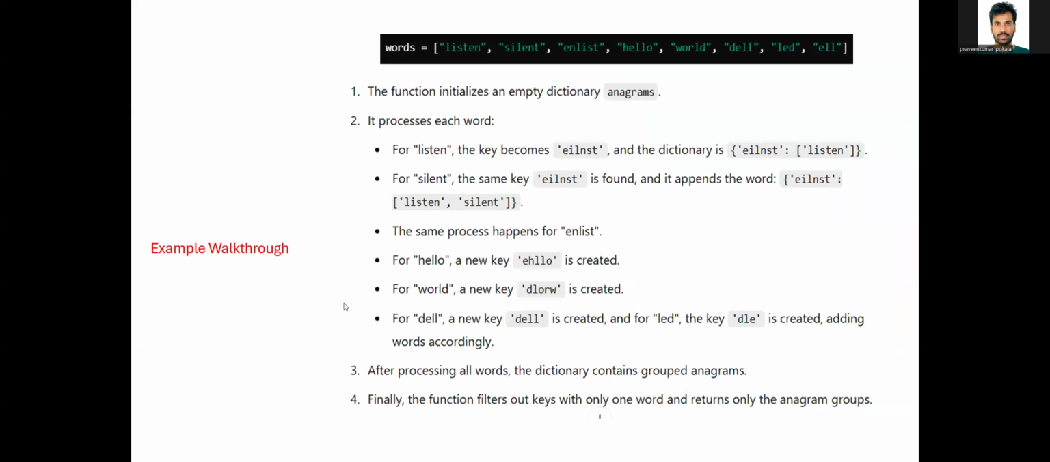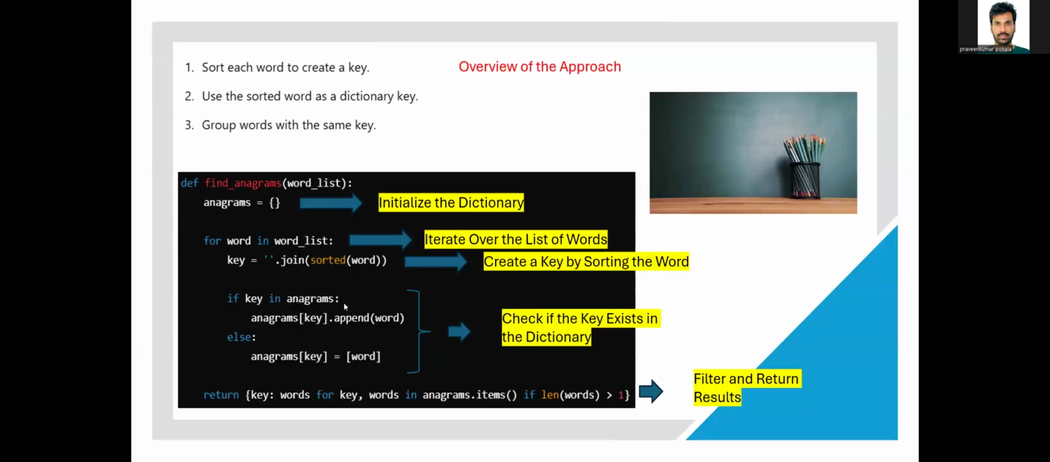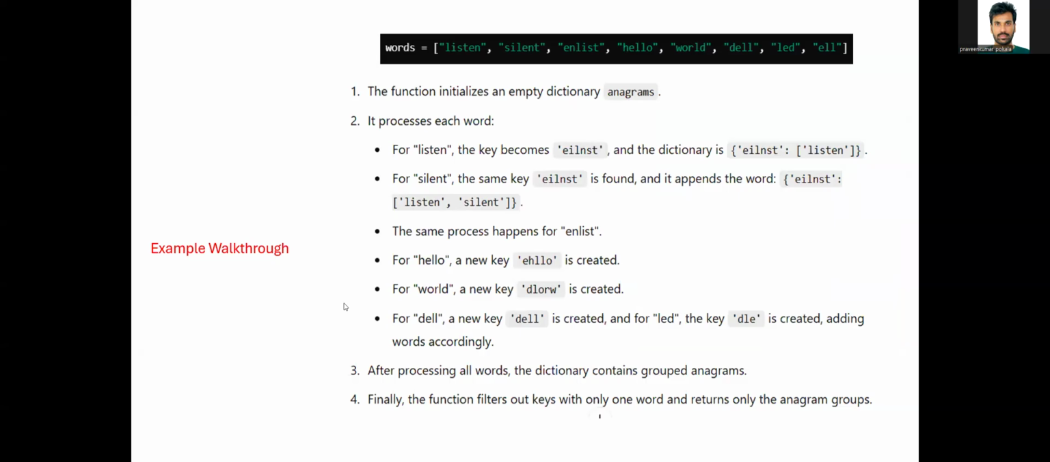So this is the example walkthrough. It tells us how we can use this words list to navigate through the code to understand its full functionality. For example, if we take the first word, listen. We are iterating for word in the word list. So pick one word, suppose listen. After sorting and joining, the key becomes silent. So the dictionary entry is created because this key is not there in the dictionary earlier, since it is an empty dictionary for the first word.